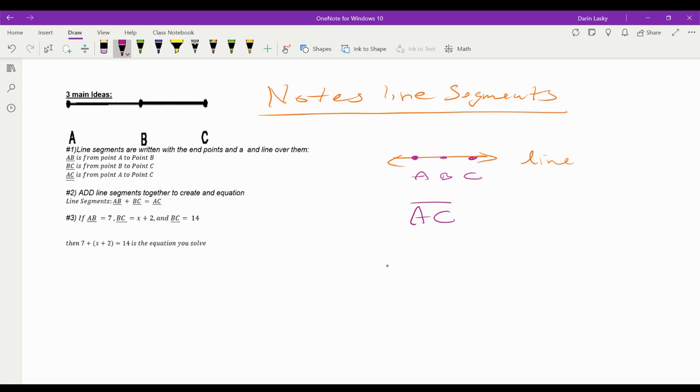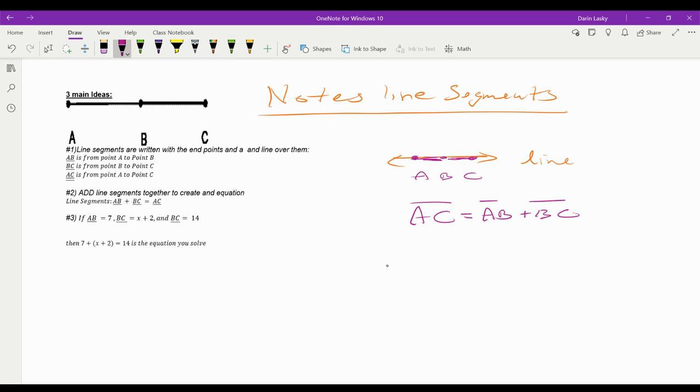So this is line segment AC, and then AC can be broken up into two parts, which is line segment AB from here to here, plus line segment BC from here to here. Okay, so that's kind of where the terminology comes from today.